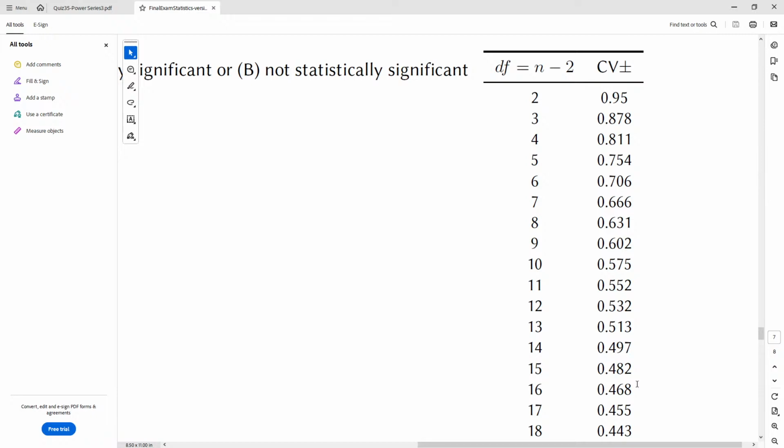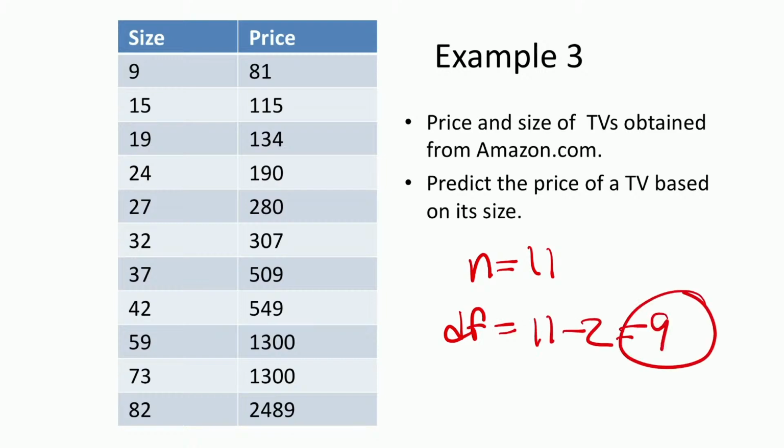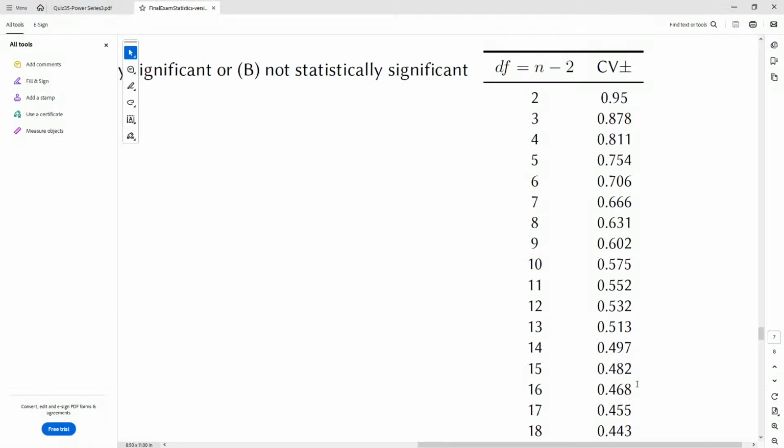Critical value is listed here, and you'll see the same thing on Newton when you have to answer these questions. So what we're going to do is first figure out the degrees of freedom, and it says degrees of freedom are the number in the sample minus 2. So let's find out how many did we have here. 1, 2, 3, 4, 5, 6, 7, 8, 9, 10, 11. So n is 11. Degrees of freedom is 11 minus 2, which is 9. So 9 degrees of freedom.